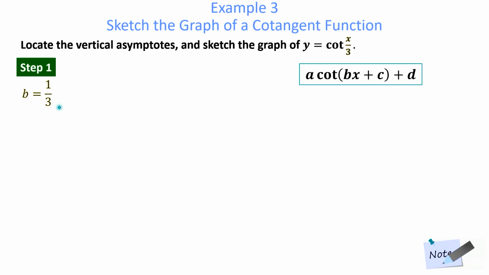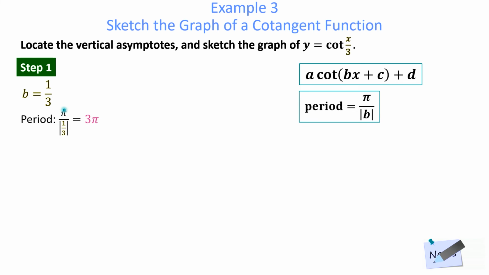Now to work out the period, we have the exact same method as we did for the tangent function. It would be simply pi over the absolute value of B. So if I replace this B with 1 over 3, we get the following here, and this will simplify to 3 pi. So this cotangent function has period 3 pi.